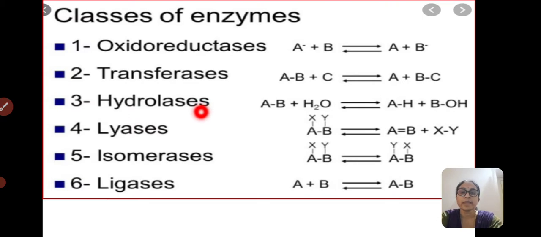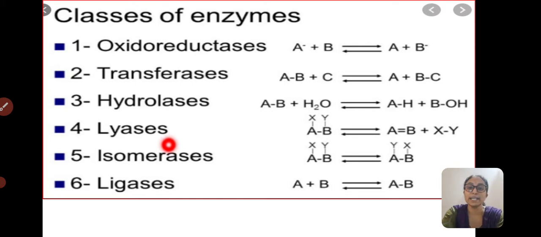Hydrolases, addition of water to the substrates, making them the products. All the digestive enzymes are hydrolases, since pepsin, trypsin, chymotrypsin, all those enzymes which are formed by the dehydration reaction, so they need hydration to dissociate and give the products.